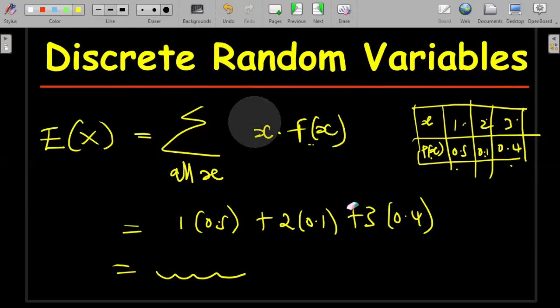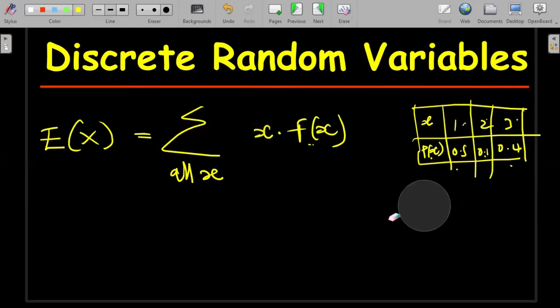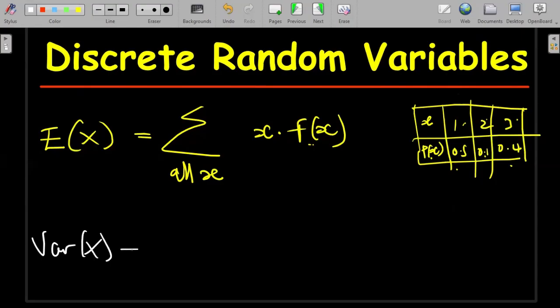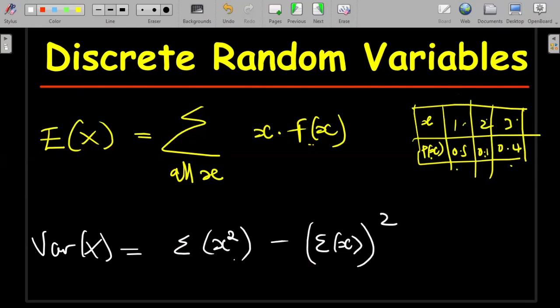And then we can also talk about the variance. So the variance of x is simply equal to the expected value of x squared minus the expected value of x, and then we square it. Notice that here the square is inside, with the x, but here the square is outside. So when you're finding the variance, you first of all have to calculate the expected value of x by this formula that we can see here.